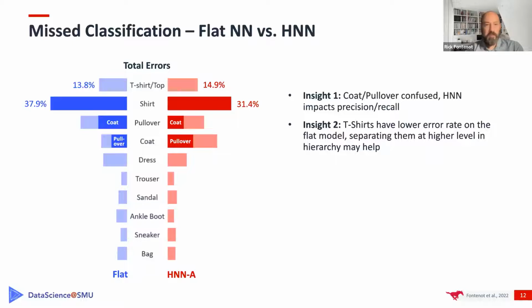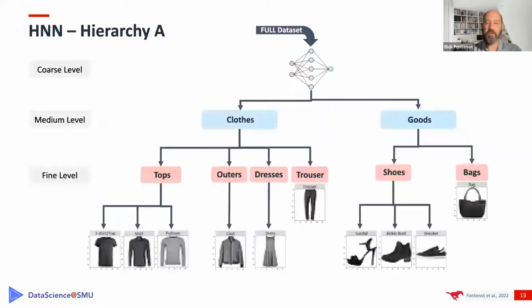With our first HNN model results, we looked at each category and had a couple of insights. The first was that coats and pullovers are being confused for each other in both the flat model and the first HNN. We wanted to look at what we could do to possibly improve that. The second thing to note was that the flat model actually did better on t-shirts than the HNN, and vice versa on shirts. So we took this information and tried to adjust our hierarchy. On the next slide, we'll show you where we started.